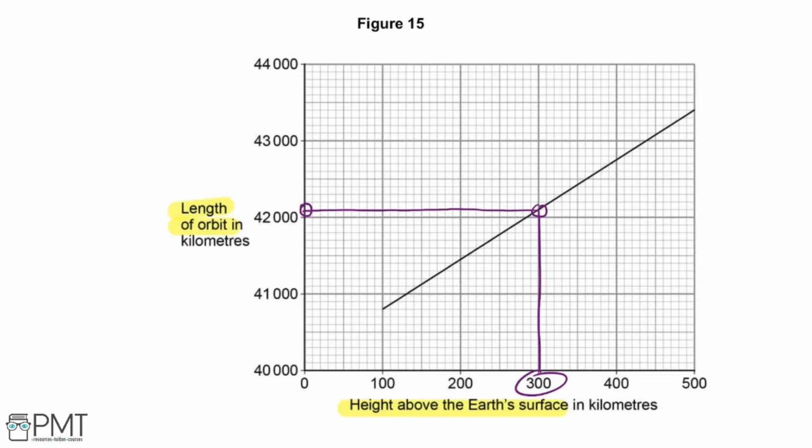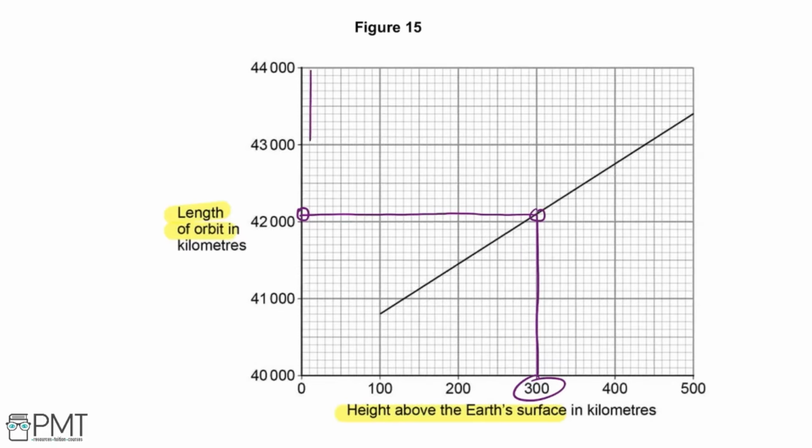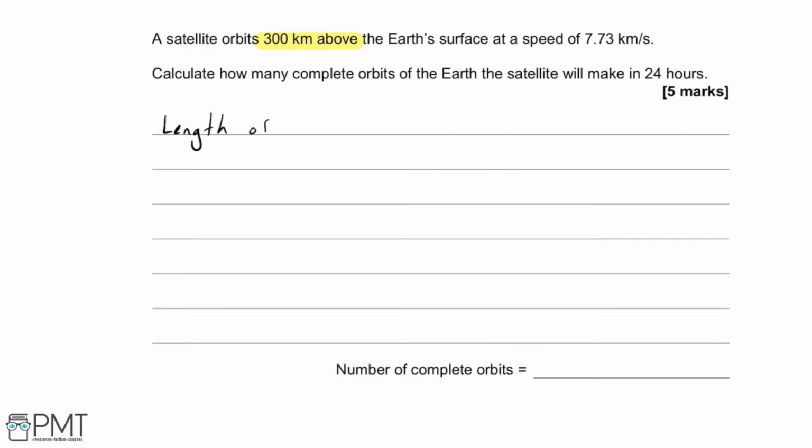So we need to look at the scale. We've got 1,000 kilometres for each large square, and so each really little square will be 100 kilometres because each large square is split into 10 smaller squares. So we're one little square above the large square here, so we've got 42,000 plus another 100, so 42,100 kilometres is the length of the orbit. Write that down here, length of orbit, 42,100 kilometres. Okay, brilliant.